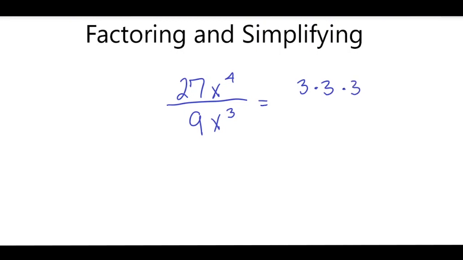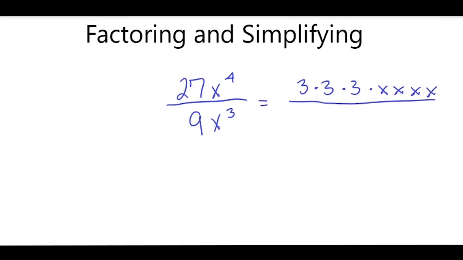Hello again. Today we are talking about factoring and simplifying rational expressions. Okay? So let's say I have 27x to the fourth over 9x to the third. Well, what I'm going to do is write out the prime factorization of 27x to the fourth, which would be 3 times 3 times 3 times x times x times x times x.